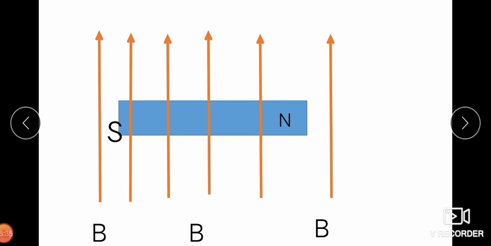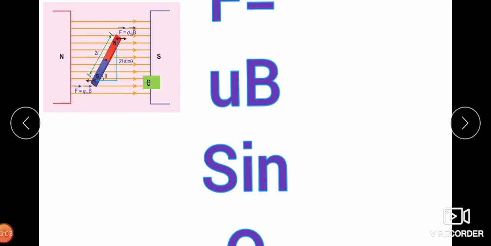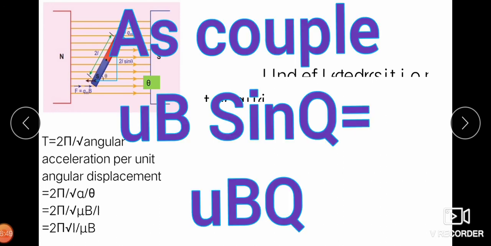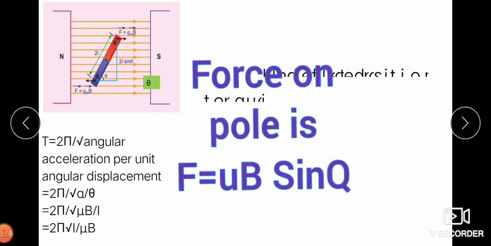Let us study now. An example of angular SHM is a magnet vibrating in a magnetic field when it is pivoted at some point, fixed at some point. If the north pole is brought towards the north pole, then it will repel it and it will continue the oscillations about the mean position. And let us study the differential equation and period of a pivoted magnet in a magnetic field when it rotates. Let us consider a magnet with magnetic dipole moment mu placed in a magnetic field of induction B.